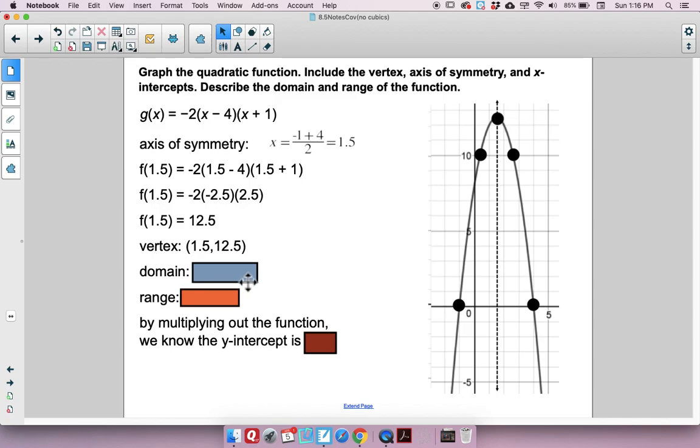So what would our domain be? Yeah, it's a function, so it's all real numbers. What's our range? If you got y is less than or equal to 12.5, okay.